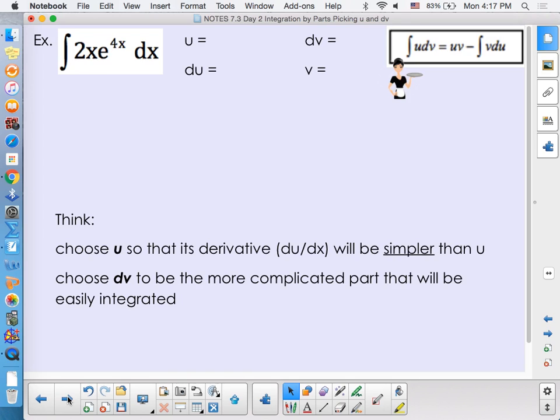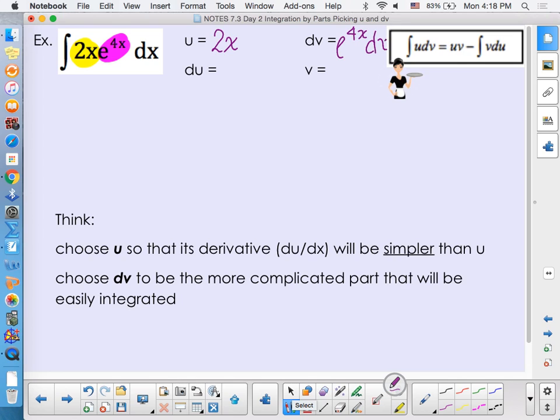As we work through just this basic one, let's see if we can take that first rule of keep u, the idea that du needs to be simpler than u. As we look through this, I see two functions. I see that 2x in there, and that 2 could really go with either function. And then I see that e to the 4x, and one of them, when it becomes dv, will keep that dx, and one won't. So if 2x were my u, that 2x expression will have a much simpler derivative than 2x. So I'm going to choose 2x as my u, and the rest of it, the e to the 4x dx, will be my dv.